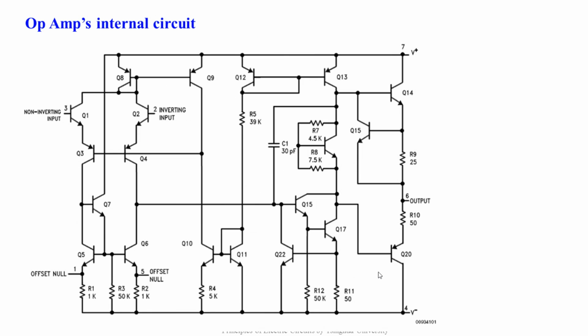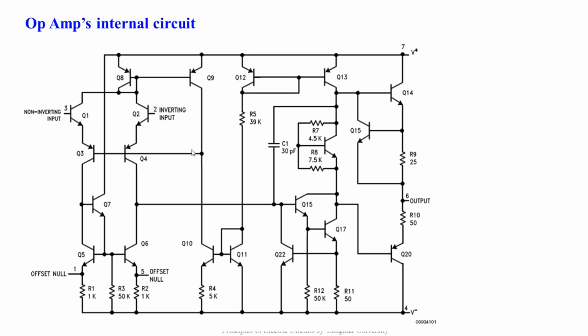In fact, op-amp's internal circuit is very complicated. This is a typical internal circuit of the op-amp. There are many transistors, resistors, and capacitors. In our course, you don't need to know how its internal circuit works. We only require you to know its external characteristics, that is, characteristics seen from the terminals of the op-amp.